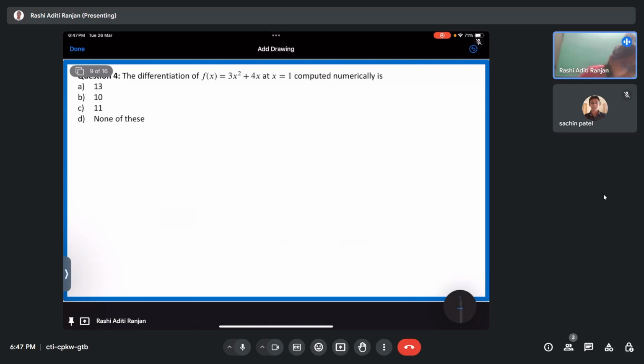Okay, so see here I have taken a function f of x which is 3x square plus 4x. It is a very simple equation. I can find its differentiation. It will be 6x plus 4, right? And f dash at 1 will be 10. Now this is the exact answer that I know. But I want to see what numerically it is going to give me.